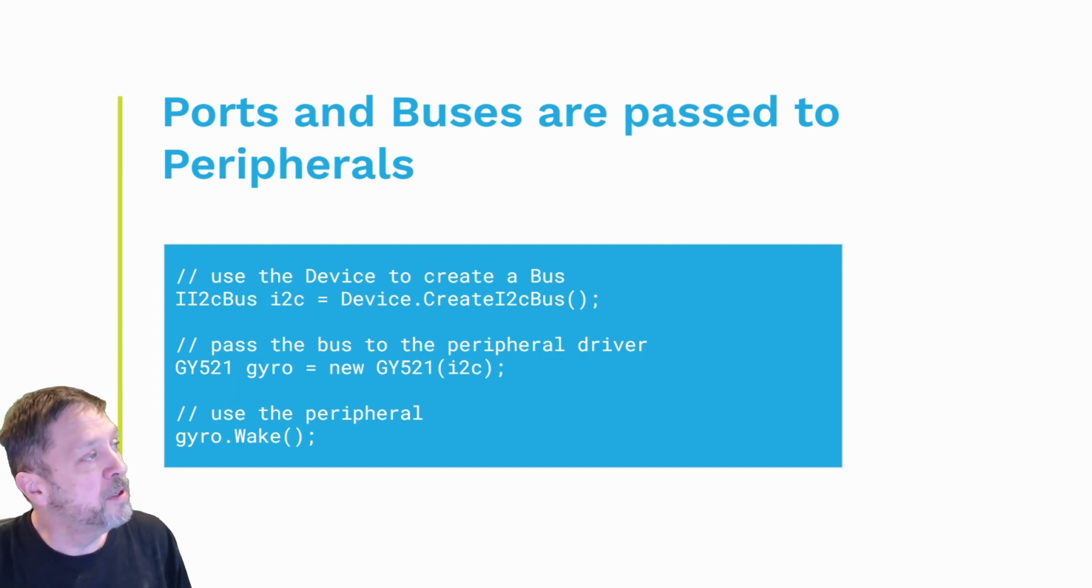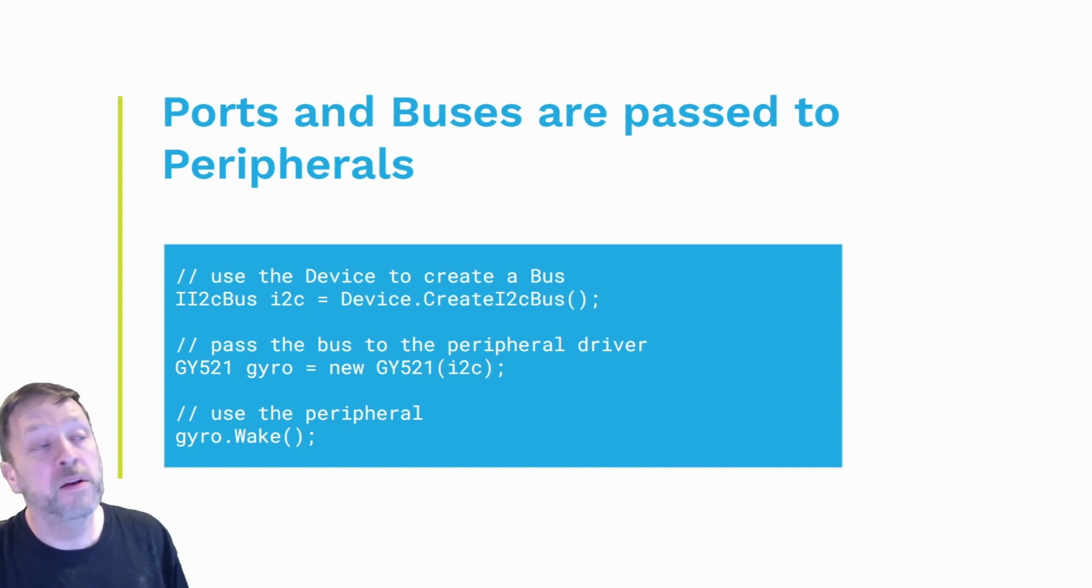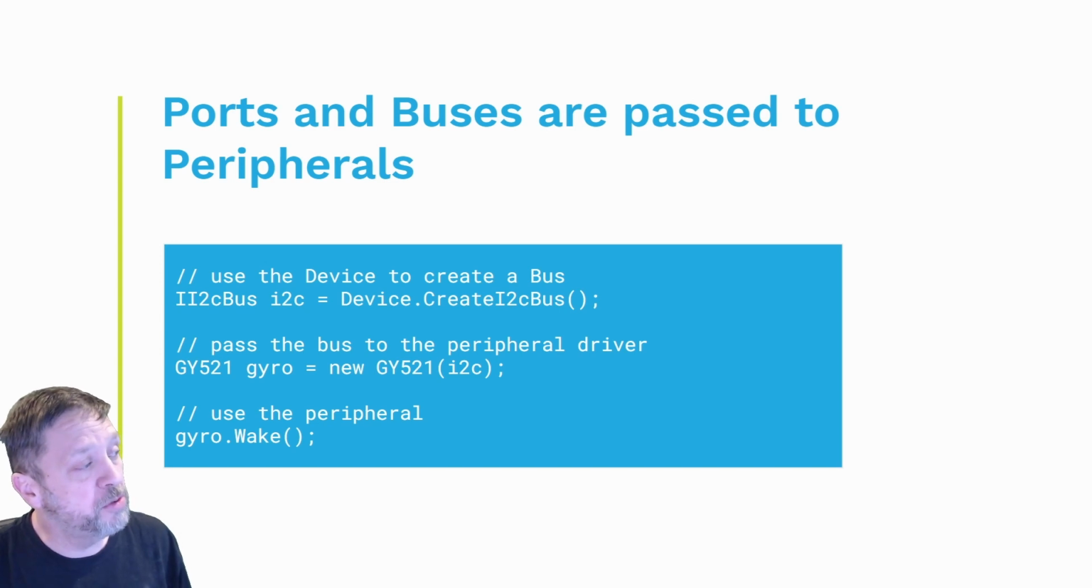So for example, this is a gyro. What we would do is you create the I2C bus, and then we pass that into the peripheral driver, and then from that point on, all we do is we tell the peripheral commands, such as wake in this case. That wake then will send a command over to the gyro. It actually sends the address and a write bit, and then it will send the data to it, and then if the peripheral has a response, it will send that back.